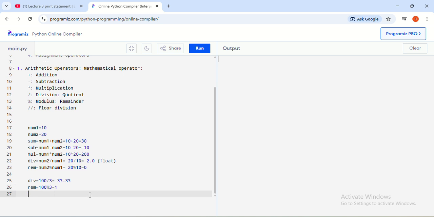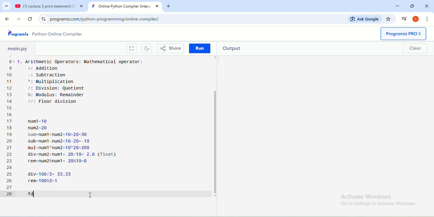Okay, then floor division, right? So I am taking a variable ft for that. Let's suppose one example here, the normal one first: num2 floor division num1. This will give you the result in integer only. So here num2 is 20 floor division num1, that is 10, so 10 twos are 20, so the output will be 2 only. Since division gives you a floating point number, the floor division will give you an integer.